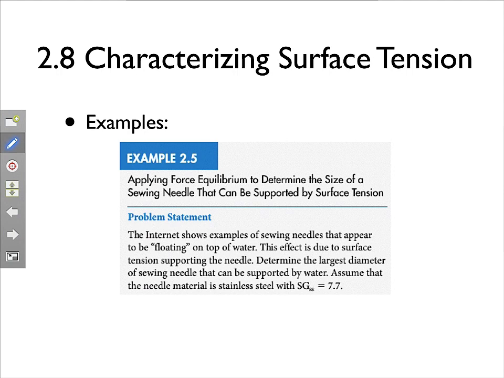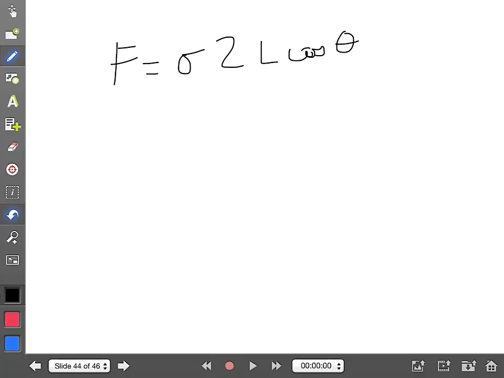So what we basically need to do here is calculate the force balance between the surface tension, which for this case is sigma times 2 times L cosine theta. You can look in the book for the diagram of this, but let me draw that again. My apologies.